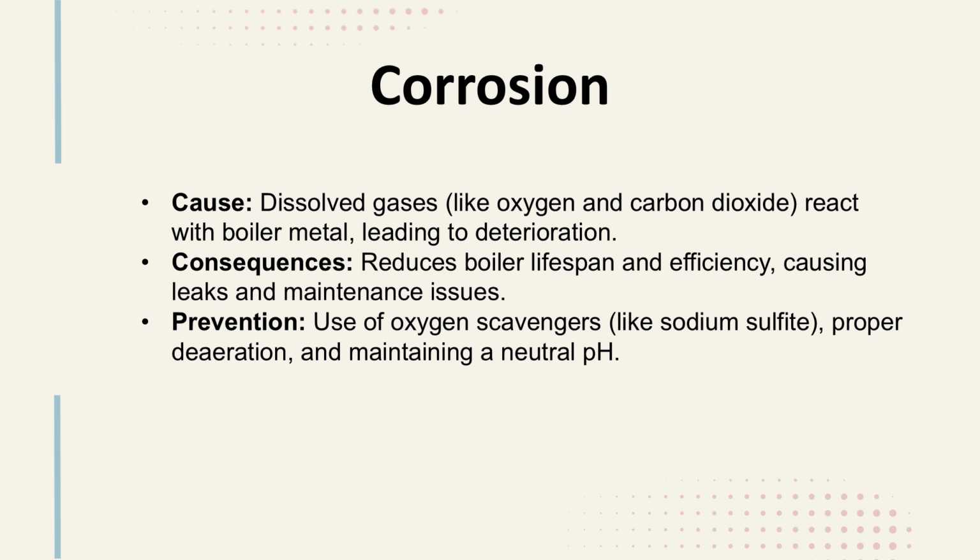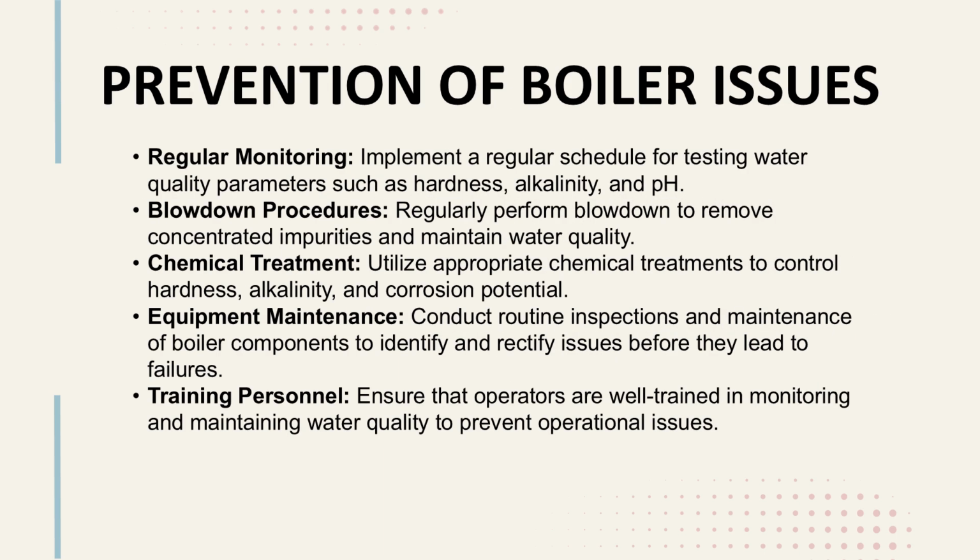Oxygen scavengers like sodium sulfite are added to the water to react with and remove oxygen. Deaeration helps remove dissolved gases from feed water before they can cause damage. Maintaining neutral or slightly alkaline pH levels helps minimize acidic corrosion. Preventing boiler issues like scale formation, sludge buildup, priming, foaming, and corrosion is crucial for efficient operation. Several strategies can be implemented to minimize these risks.